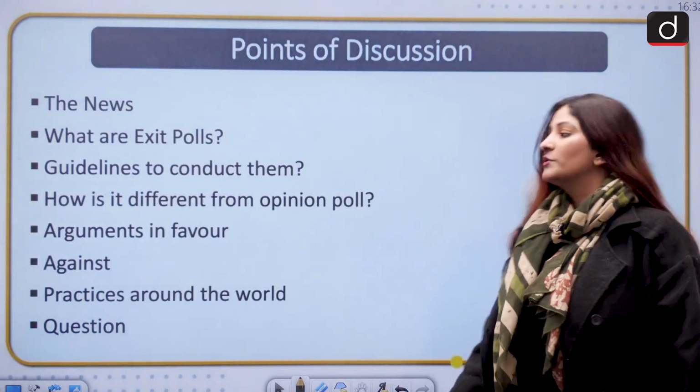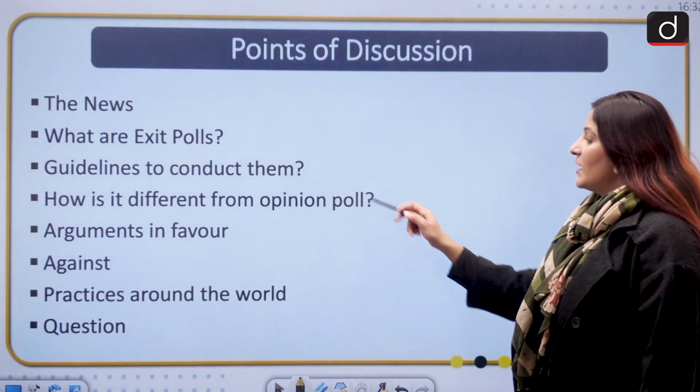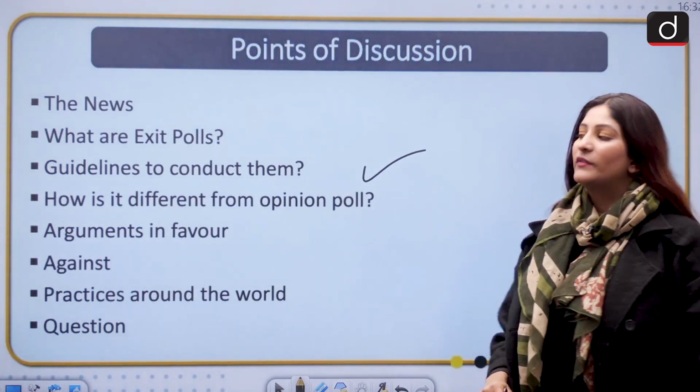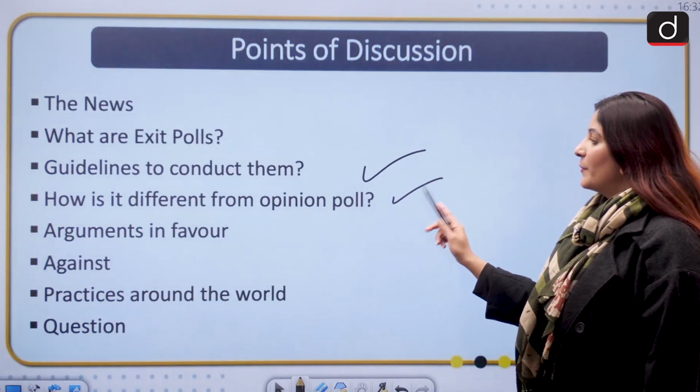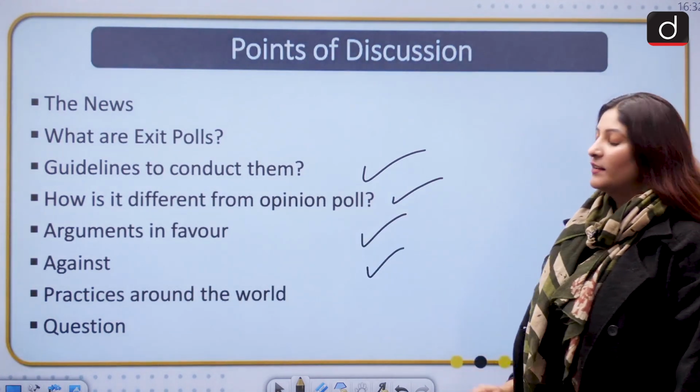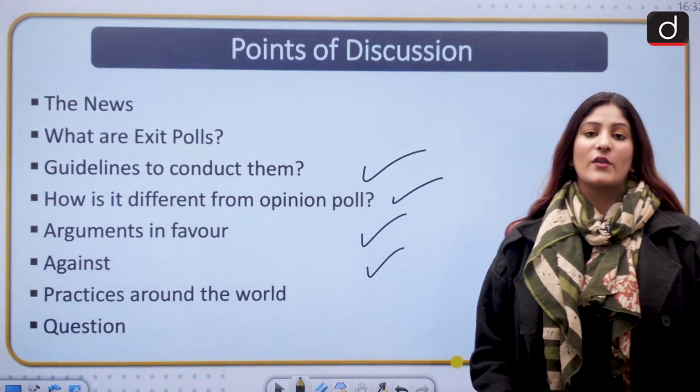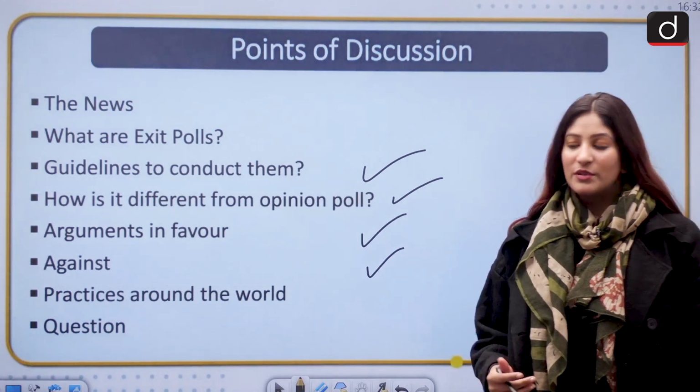What are exit polls? What are the guidelines to conduct them? If there is any provision in any of the Acts, how is it different from opinion poll? Arguments in favor and against, and what are the practices revolving around exit polls and opinion polls around the world?